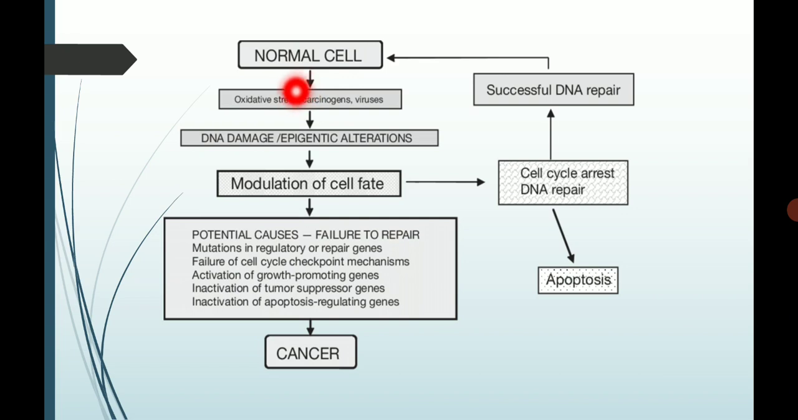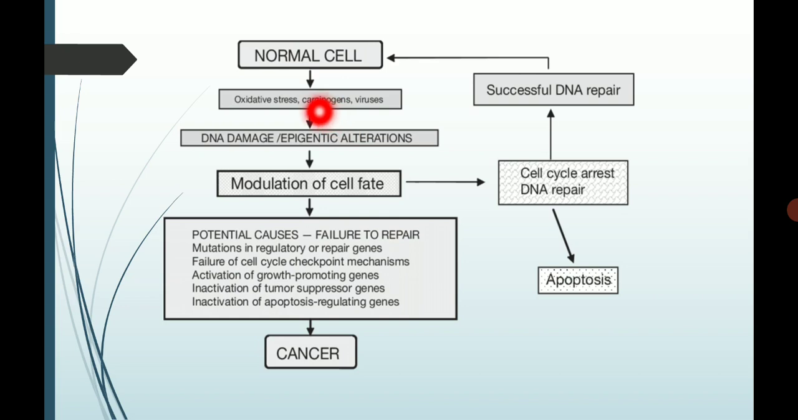is subjected to oxidative stress or exposed to carcinogens or viruses, that leads to DNA damage or epigenetic alterations. This brings modulation of the cell fate. Cell fate means the determined specification of the cell. Say for example, when a cell is produced in the body, its lifespan and particular gene regulation might be determined during the birth of the cell itself. All the conditions will be determined. That is called cell fate.